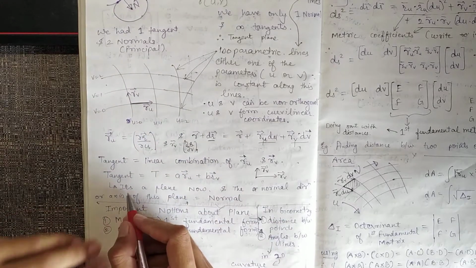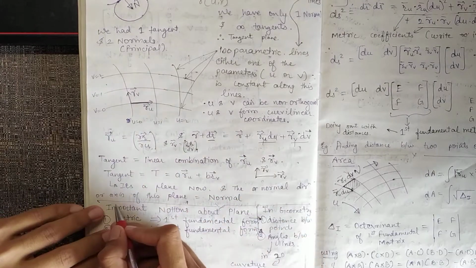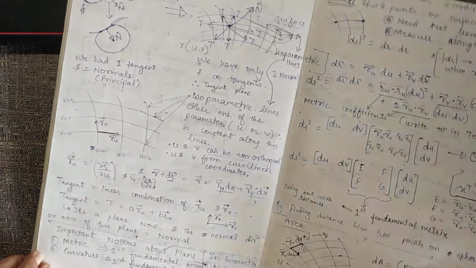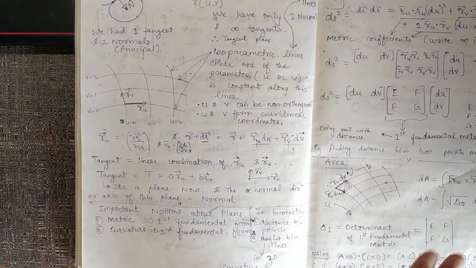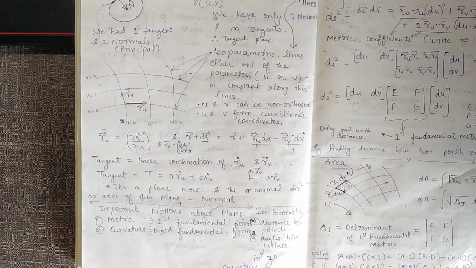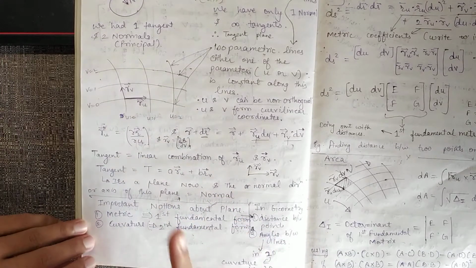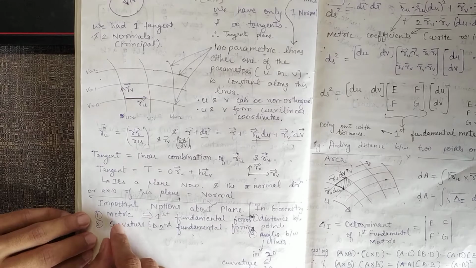So now we say it is a plane, and the normal direction we have is the normal to the plane at that point. So at that point we'll have a plane. The normal direction is the axis of the plane. So the normal is used to define the plane itself. And about the plane, we need to study two major things on the surface.